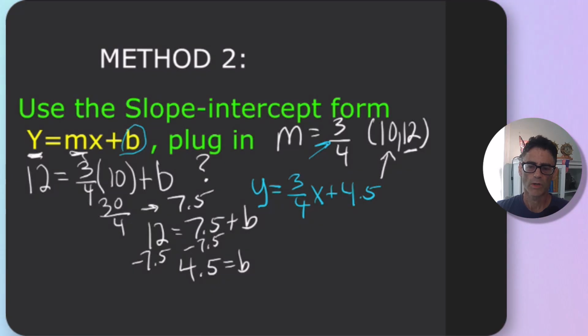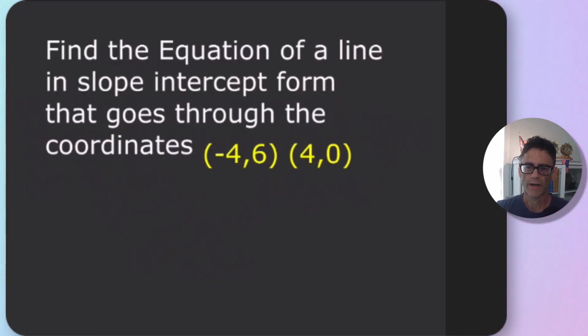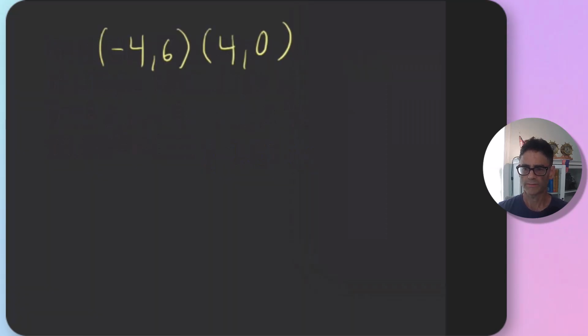Okay, so going forward here, I have another question now, and it's saying also find the equation of the line in slope-intercept form. This time I don't have a slope, I have two coordinates. All right, the coordinates -4, 6 and 4, 0. So what do I need to do first? I have to have a slope, okay?